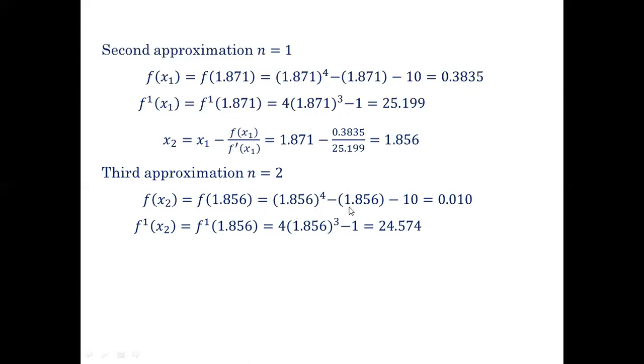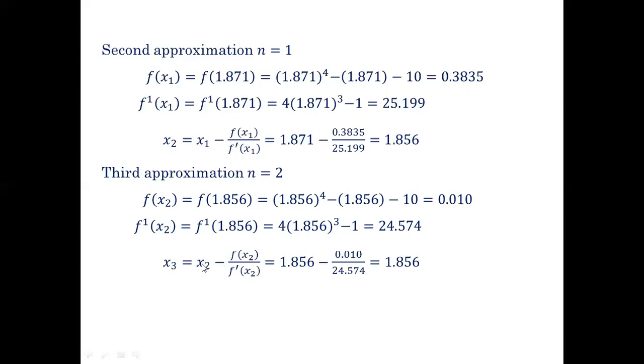The third approximation, n equals 2: f of x2 is equal to f of 1.856, equal to x power 4 minus x minus 10. That is 1.856 whole power 4 minus 1.856 minus 10. So after simplification, we get 0.010. F dash of x2 is equal to f dash of 1.856, that is 4 into 1.856 whole cube minus 1, equal to 24.574.